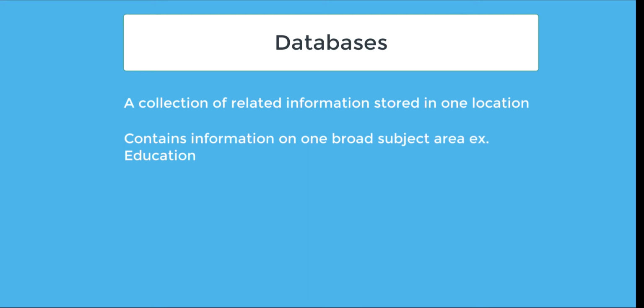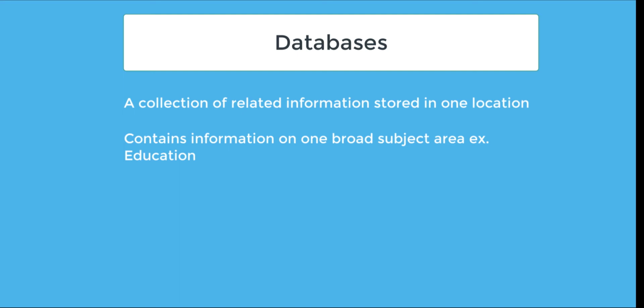So an education database, for example, will include information on education, but also on related fields to the field of education. So it will have information related to maybe psychology or other social sciences.